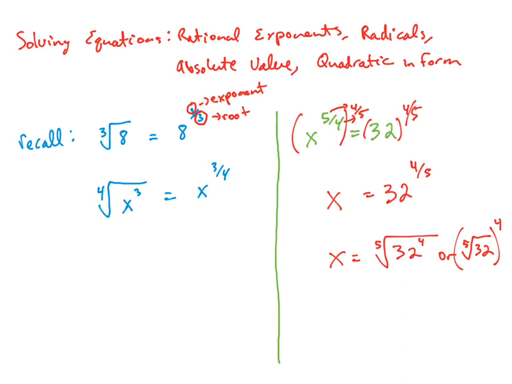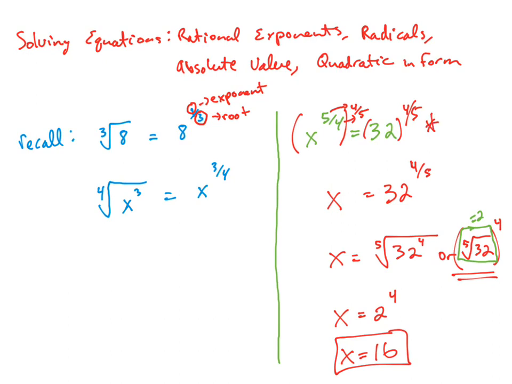Now I think it's easier to do the second one first. So let's take the 5th root of 32 and then raise it to the 4th power. Well, the 5th root of 32 is equal to 2. So what we end up with is x is equal to 2 to the 4th power, which is 16. Okay, so the solution to this equation is x is equal to 16.